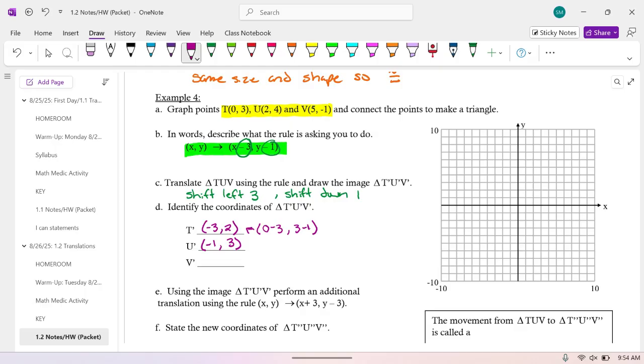What about v prime? 2, 0. 5 minus 3 is 2. -1 minus 1 is -2. So it's actually not 0, it's -2. My bad. So this will be 2 and -2. Because we did 5 minus 3, -1 minus 1. So remember, if you're subtracting something from a negative, you're actually making that number quote unquote bigger in a positive sense.